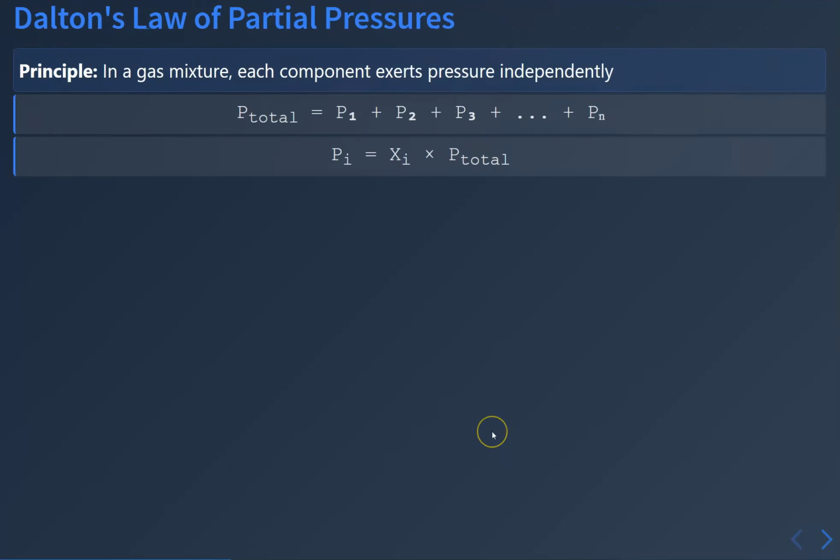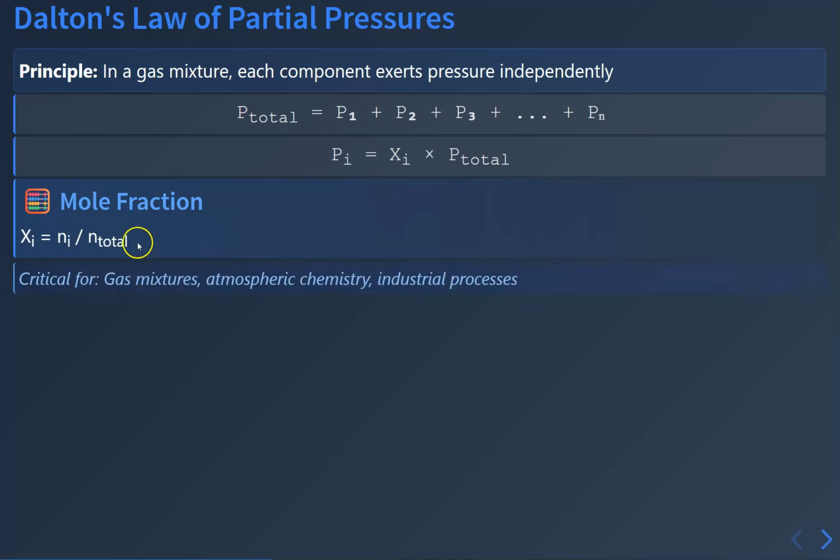Now next example, Dalton's law of partial pressure. So the principle of Dalton's law is, in a gas mixture each component exerts pressure independently. So P total will be P1 plus P2 plus P3 plus ... plus Pn. So here 1, 2, 3 are nothing but the components. So partial pressure of the i-th component is nothing but Xi, the mole fraction, into P total. So here Xi is nothing but ni by n total. So this is critical for gas mixtures, atmospheric chemistry and industrial processes. So these are the areas where we can use the mole fraction.